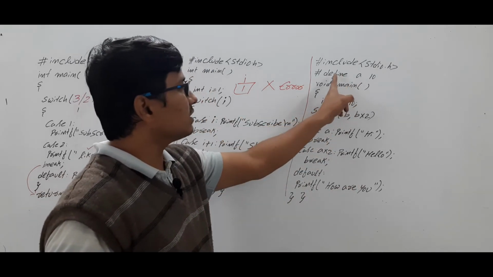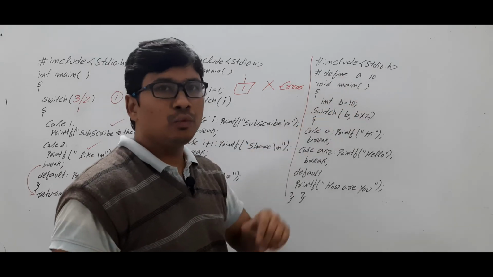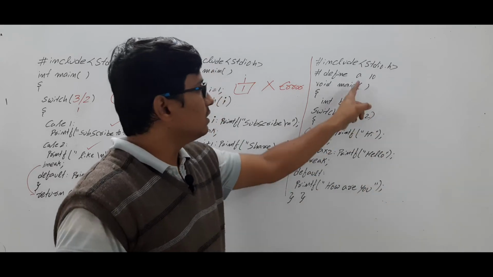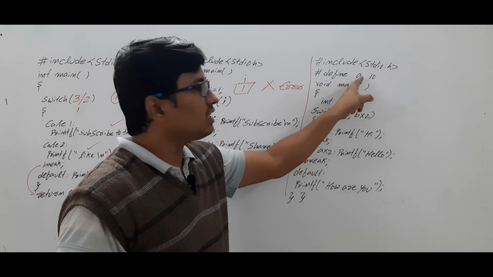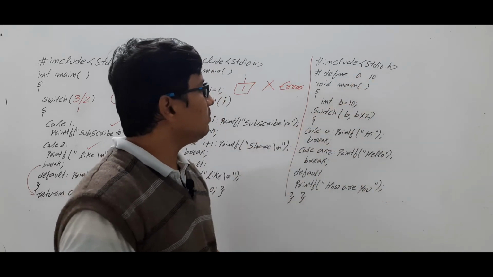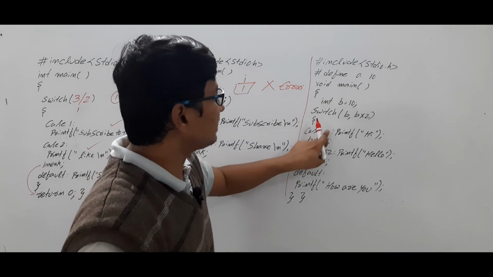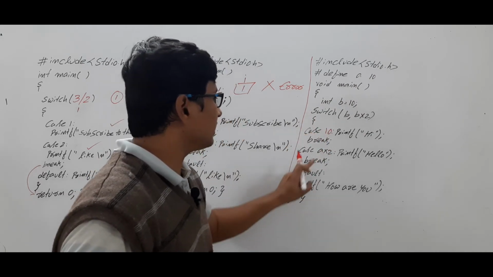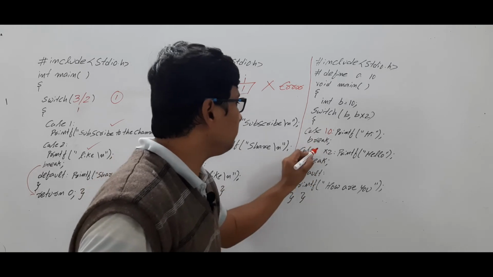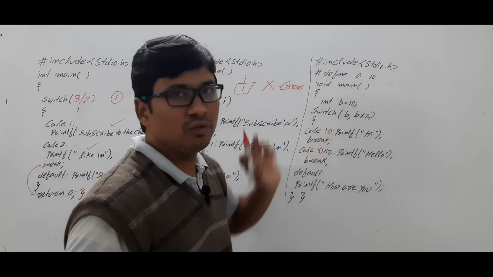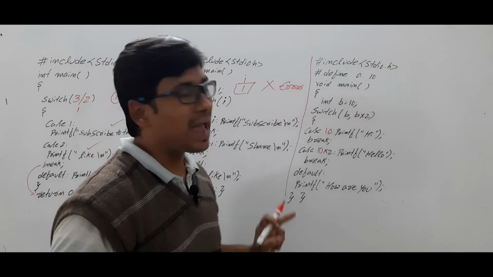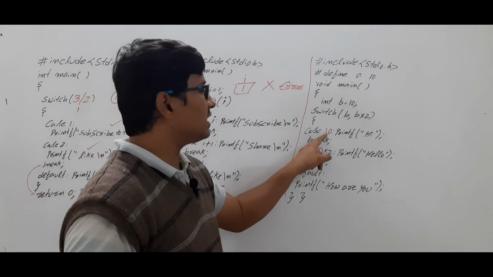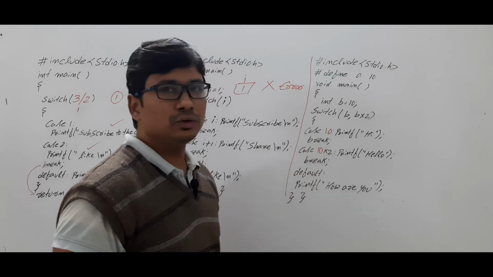Now tell me one thing. This is a macro. Whenever there is a macro, when the program is running, wherever a is there, it will be replaced with the value 10. Is it clear? Whenever this program is running, it will be replaced with the corresponding value. That is why I am calling it a macro. Is it clear? So when you are running, it will come as case 10*2.